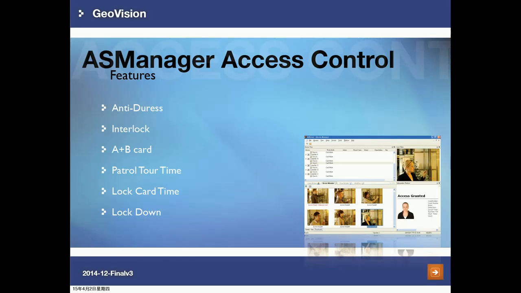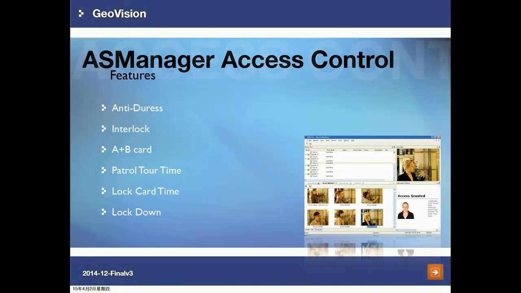Next, we have interlock function, where one door has to be closed first before the second can be opened. So this is mostly used in like jail, where the prisoners are brought in, and also in laboratories where you have to go into a chamber first before you can enter your lab. Next, we have the A plus B card. So this is used in like banks, where 2 supervisors have to swipe their cards at the same time in order to open the vault.